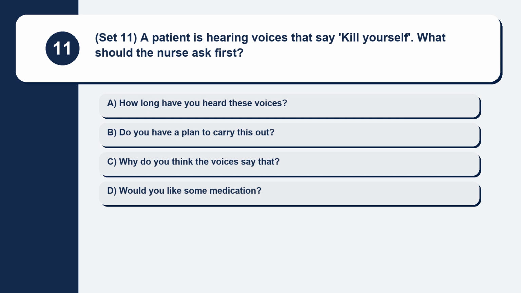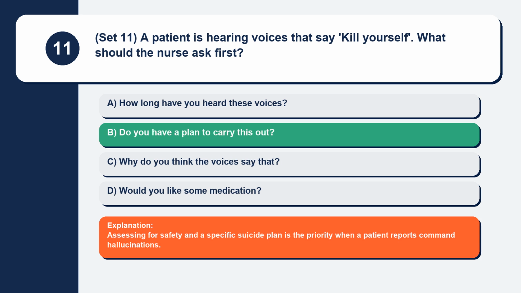Question 11, Set 11. A patient is hearing voices that say, "Kill yourself." What should the nurse ask first? How long have you heard these voices? Do you have a plan to carry this out? Why do you think the voices say that? Would you like some medication? Assessing for safety and a specific suicide plan is the priority when a patient reports command hallucinations.